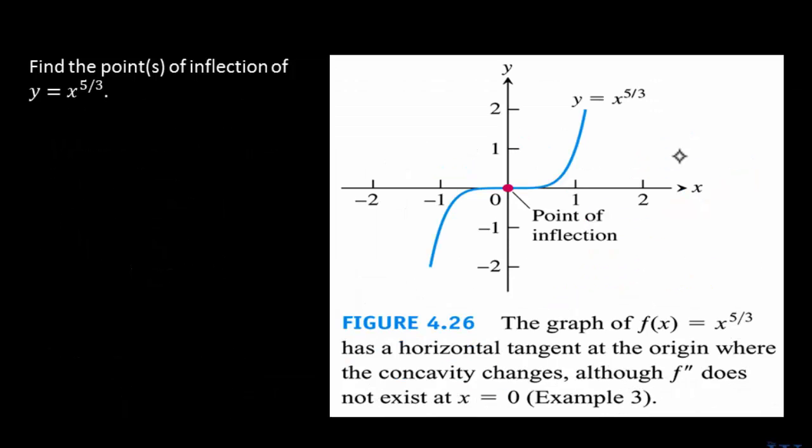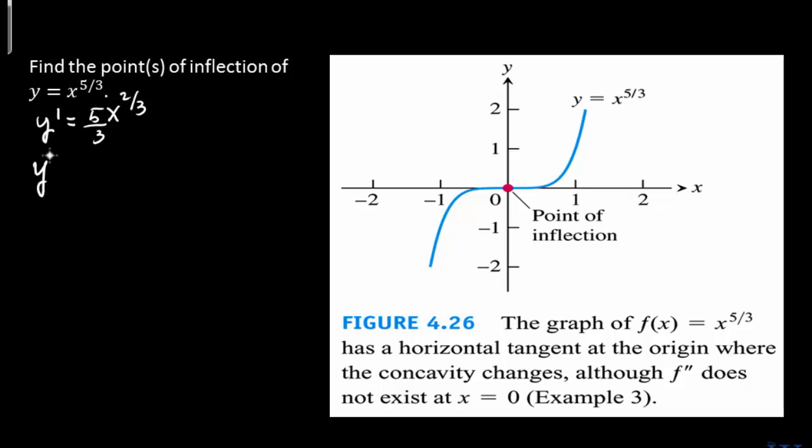Okay, find the points of inflection of the graph of the function y is equal to x to the 5/3. And here is the graph, and we see from this that (0, 0) is a point of inflection. This is an example in your book, example 3. But let's verify. So we'll take the first derivative. Y prime is 5/3 x to the 5/3 minus 1, which would be x to the 2/3.